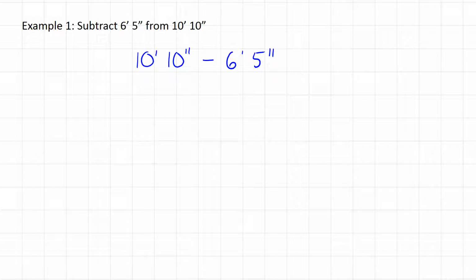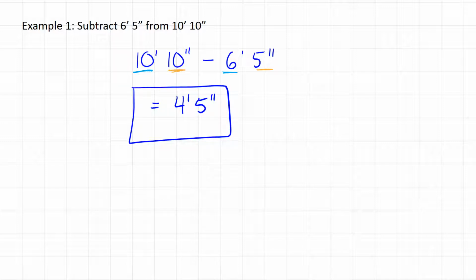Just like when we combined feet and inches with adding, when we're subtracting, we're going to follow a similar tactic, which is to subtract the feet and the inches separately. So we can subtract the feet, 10 feet and 6 feet, and we can subtract the inches, 10 inches and 5 inches. So 10 feet minus 6 feet is 4 feet, and 10 inches minus 5 inches is 5 inches. So 10 feet 10 inches minus 6 feet 5 inches is 4 feet 5 inches.